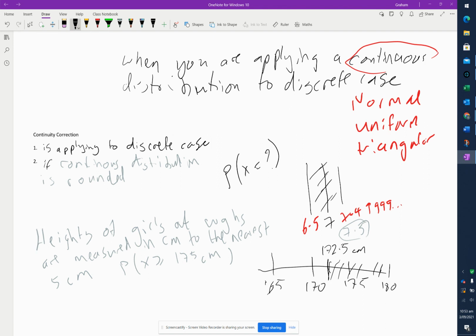Okay? And that's continuity corrections. So that's our last bit.